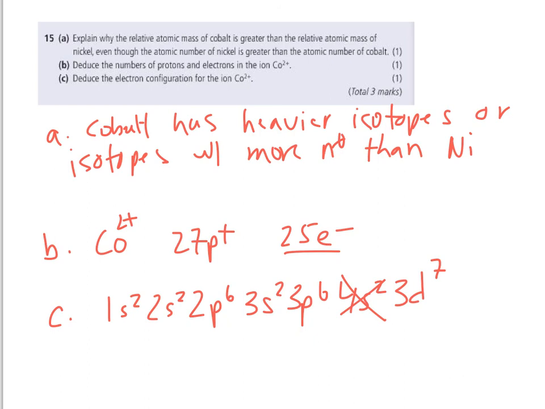Or you could have done this using noble gas configuration, and your noble gas would have been argon, and then I'd have 3s2, 3p6, 3d7.